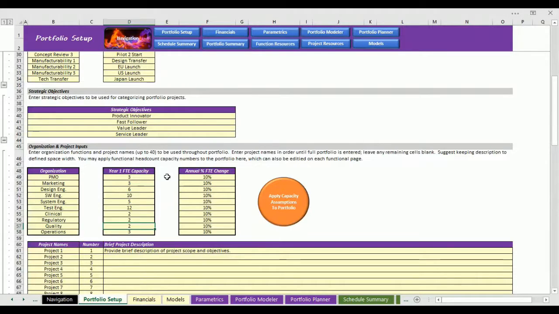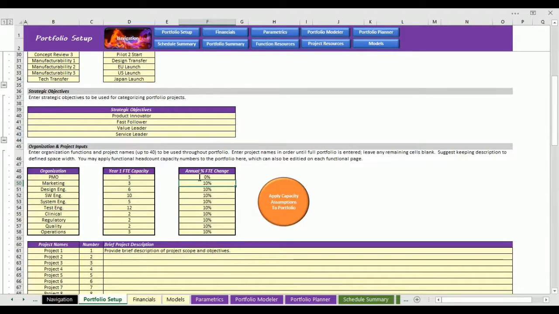Finally, roughly forecast the estimated % change of FTEs going forward for each of the functional resources. Do you expect them to be flat, or grow, or see a reduction? For instance, you might generally see flat in the PMO.